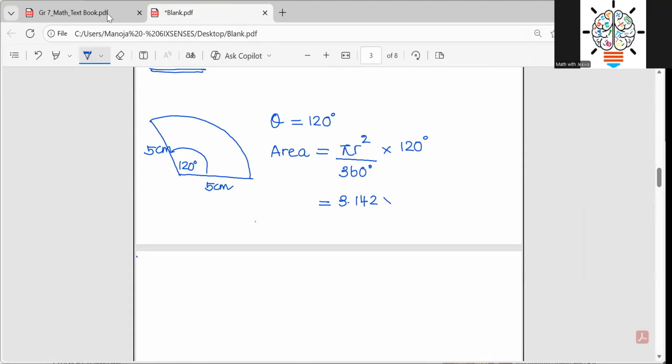3.142. What is the R value here? 5 times 5 and multiply by 120 degrees, divide by 360. Here, children, you want to have the practice, right? So when you see the numbers, you should be able to understand how to simplify this. You know 12 and 36, there is a nice relationship. 12 times 3 is 36. Then if you have 120, 120 times 3 should be 360.